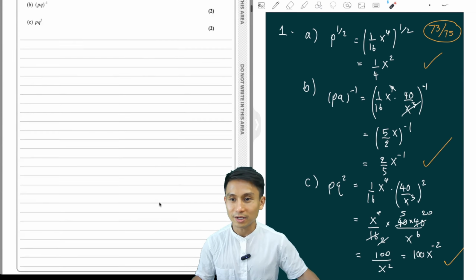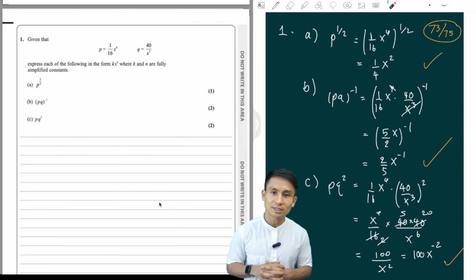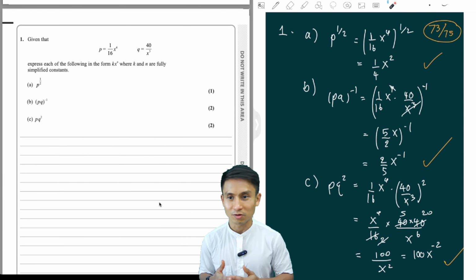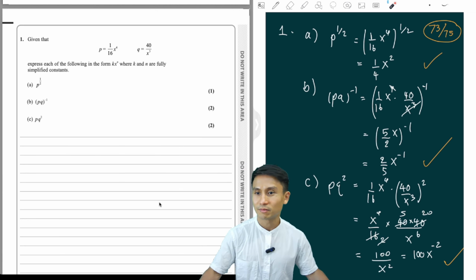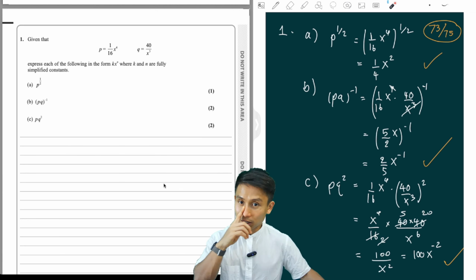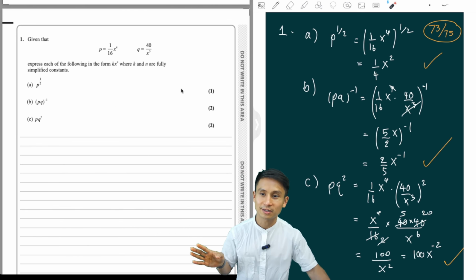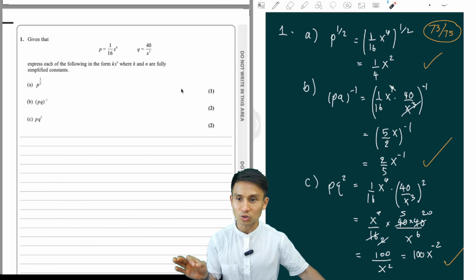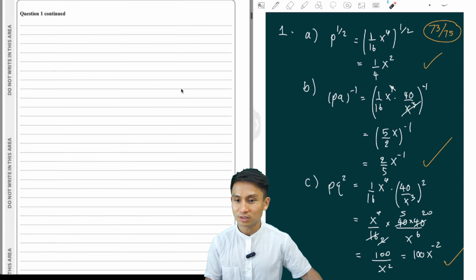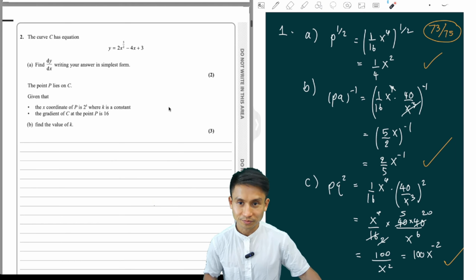So number 1 here. Yeah, number 1 is typical. It's nothing out of the ordinary here. It's just laws of indices. But you got to be careful when you use the laws of indices. They are not too bad. I've seen worse than this. This is okay. So I'm not gonna dwell too much into this.